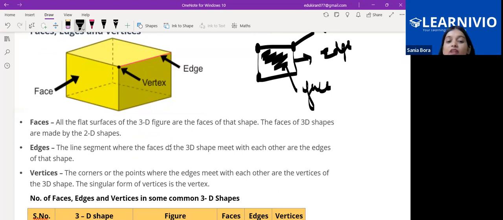The edge is the line segment where the faces of a 3D shape meet, right? Over here, you can see this face is meeting with another face, this one. It's called an edge. And the corner is the point where edges meet. So where faces are meeting, that is known as an edge. Where edges are meeting, that is known as a vertex. Clear? The plural form is vertices and the singular form is vertex.